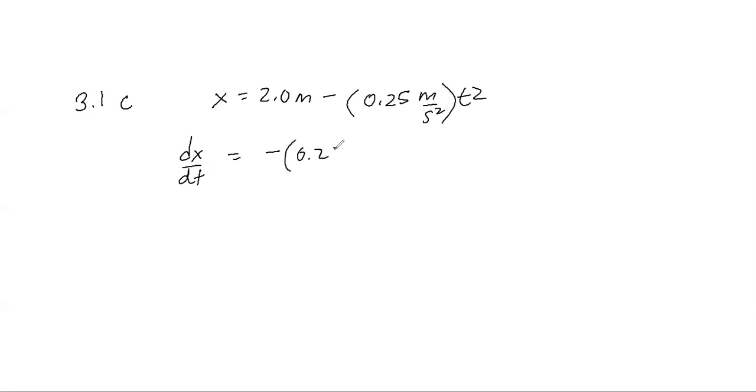We have x is going to equal 2.0 meters minus 0.25 meters per second squared times t squared. And dx/dt is going to equal negative 0.25 meters per second squared times 2 times t.